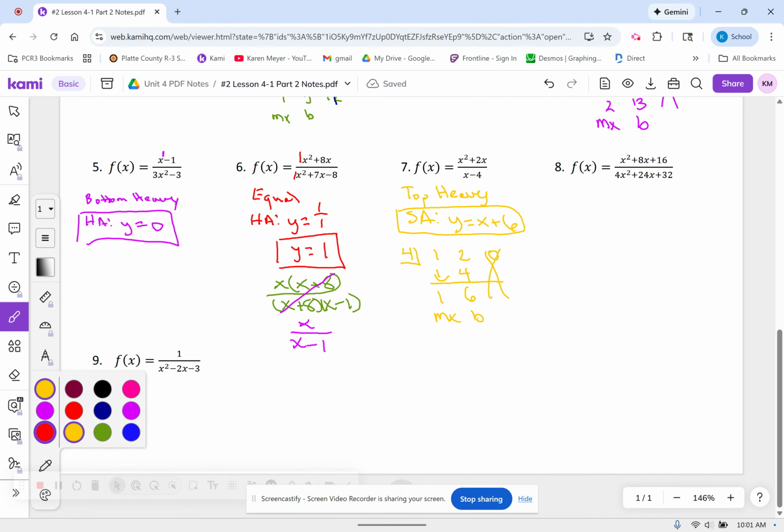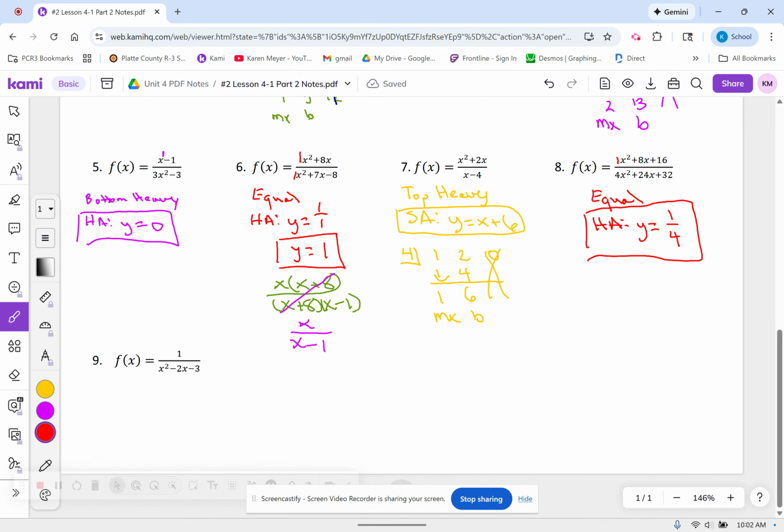Okay, the last two, if you want, you can pause the video and try them yourselves and then see if you get them right. Or if not, you can just let the video play and write it down. So for this one, I noticed that it is equal. And if it's equal, then that means it's HA. And if they're equal, you want to do coefficient over coefficient. So that would be a 1 over 4. So then my answer would be HA, y equals 1/4.